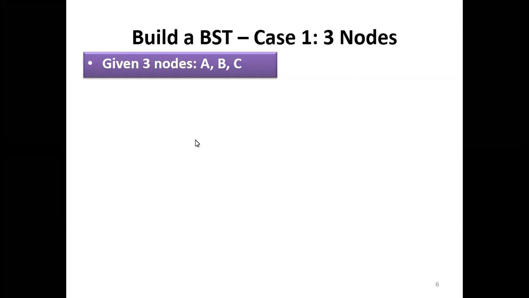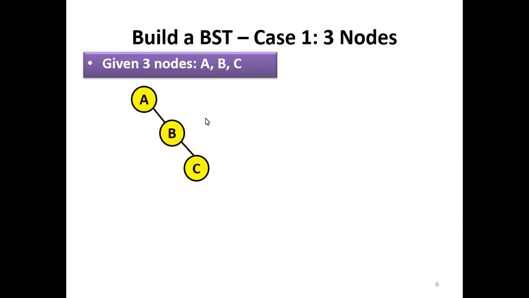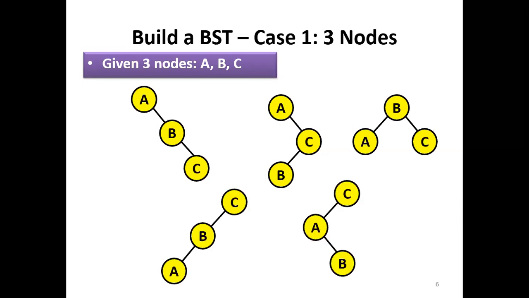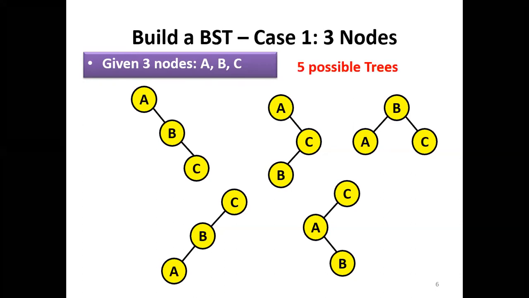Now we want to build a binary tree with 3 nodes, A, B, C. So we can build the binary tree to look like this. It can also look this way, like this, and this, and that. So for a binary search tree with 3 nodes, we can generate 5 possibilities of trees.